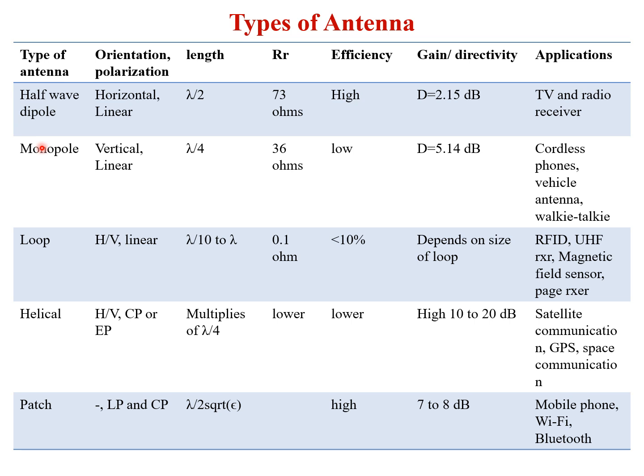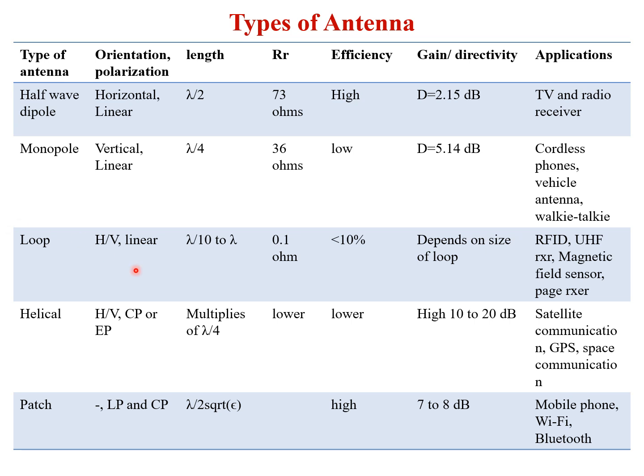Then the monopole antenna is vertically polarized. The length is lambda by 4 and the radiation resistance is 36 ohm. The efficiency is low and it has a directivity of 5.14 decibel, used in wireless phones, vehicle antennas and walkie-talkies.